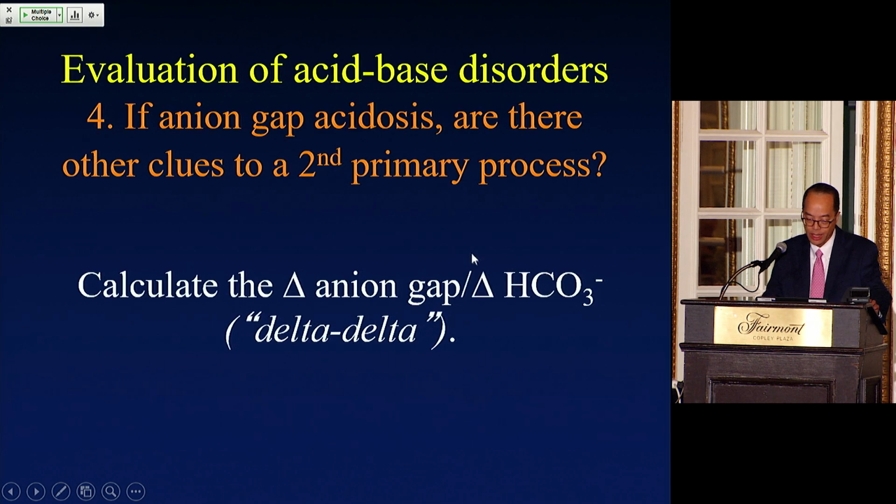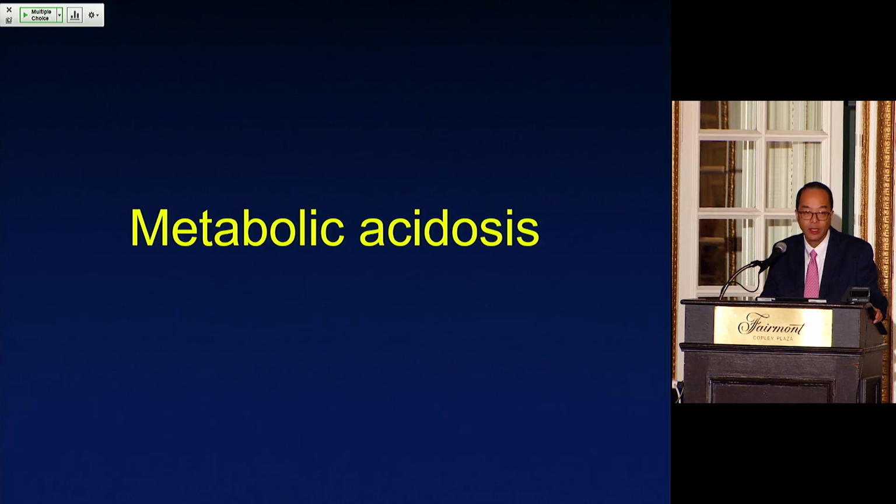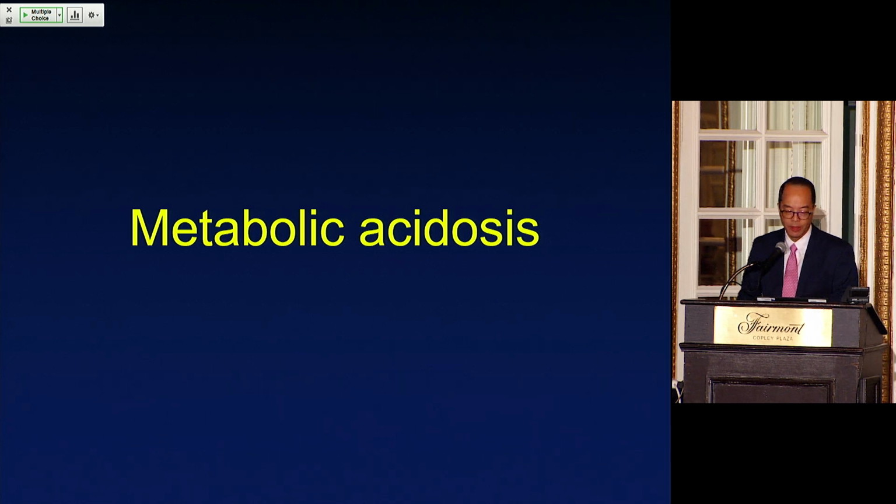And then if you have a patient who has an anion gap acidosis, which we'll get to, there's one fourth clue that you can look into that helps determine whether there's a second primary process, and that's determining the delta-delta, which we'll address when we talk about anion gap acidoses. So that's the preamble. So let's launch straight into metabolic acidosis.